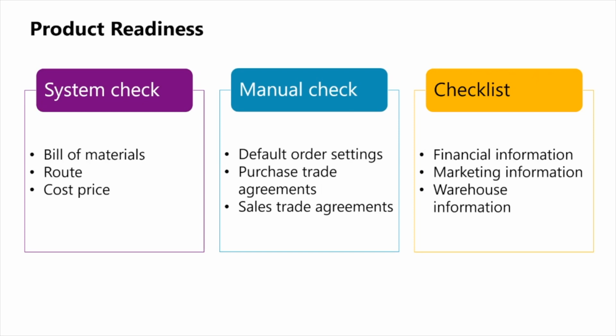Similarly, marketing information and warehousing information can be captured as part of the checklist, and this checklist can be defined in the product readiness policy. When the activation process is triggered for an engineering product, variant, or version, all the required data which are entered will be verified based on the product readiness check policies defined using the system check, manual check, and checklist.